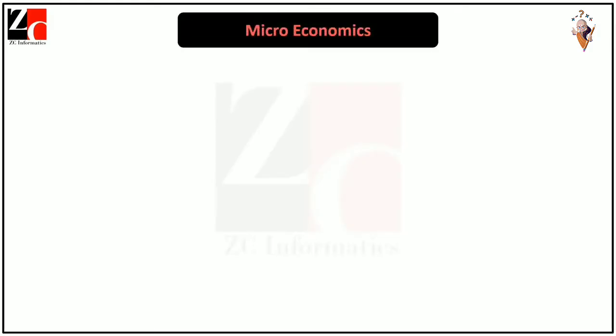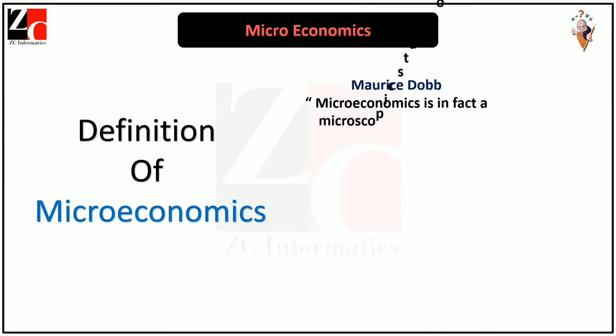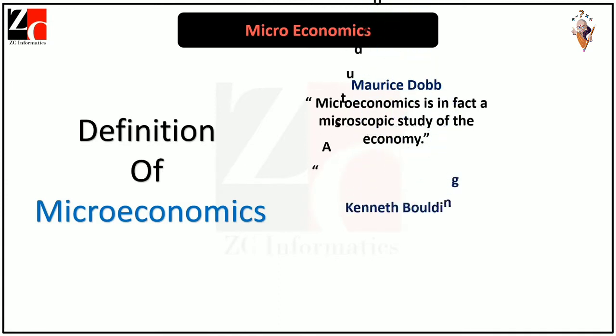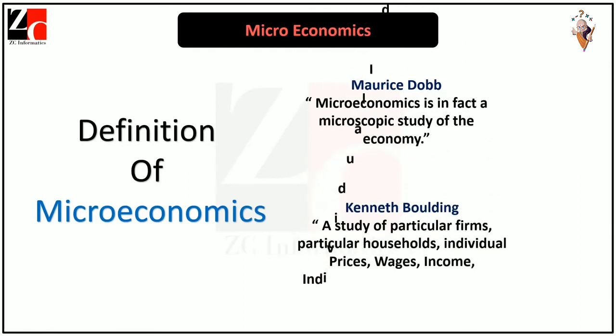Microeconomics. Definition of microeconomics. According to Morais Dobb, microeconomics is in fact a microscopic study of the economy. According to Kenneth Boulding, microeconomics is a study of particular firms, particular households, individual prices, wages, income, individual industry, and particular commodity.